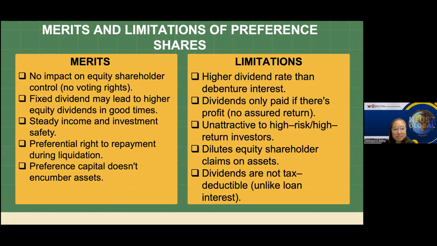Stable income: you receive the fixed dividend, making it safer. Priority in payment: you get dividends first. You're paid before equity shareholders if the company shuts down. No assets charged: unlike loans, preference shares don't use company assets as collateral.